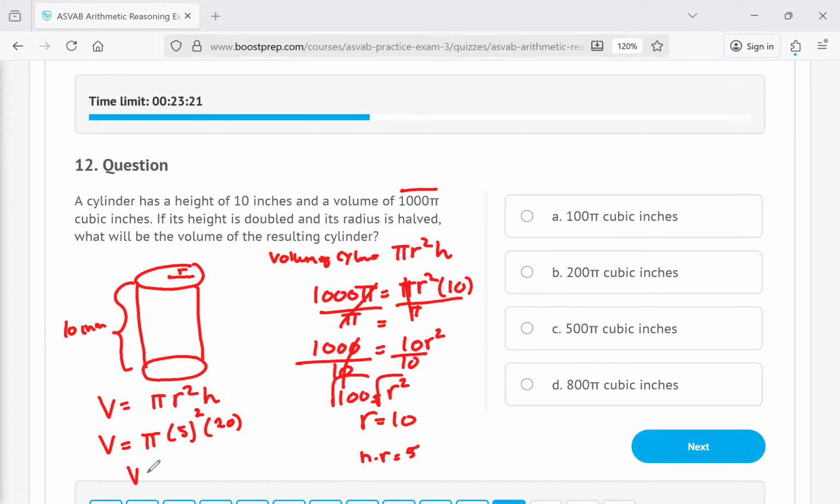Okay. Put it all together, you get 5 squared, which is 25, times 20 times pi. And what's 25 times 20? 0, 0, 0. 5 times 2 is 10. Carry the 1, that's 500. Yeah, 500. So your new volume is C. It's just 500 pi.